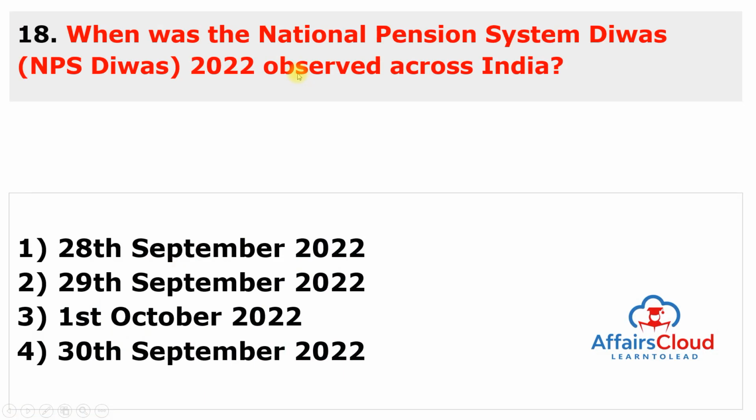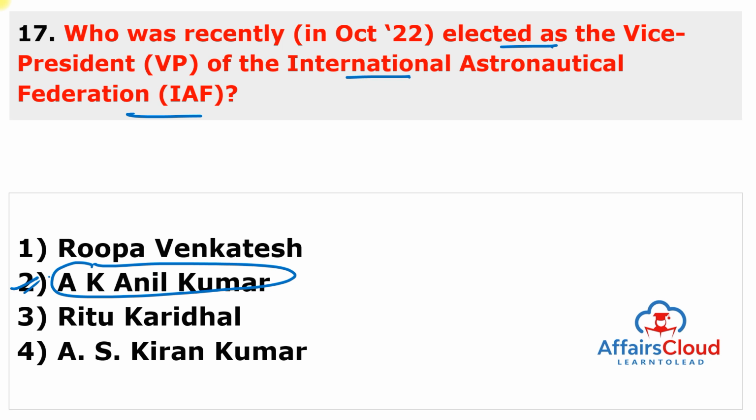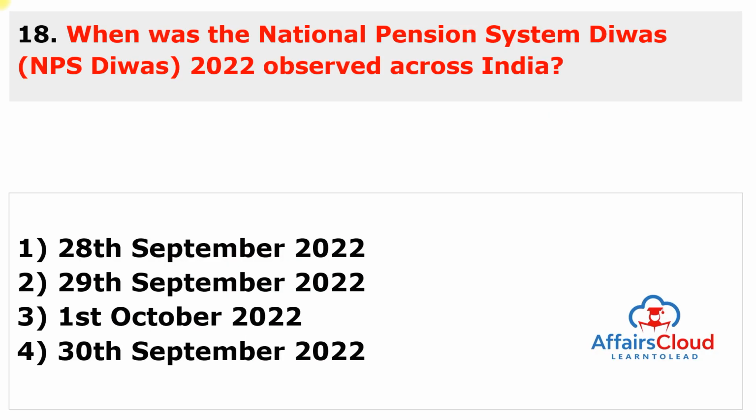He is one of the 12 vice presidents. Remember, he is one of the 12 vice presidents elected by International Astronautical Federation. And Saudi Arabia's aerospace engineer named Mishaal is also one of the 12 vice presidents. She was elected along with Anil Kumar and became the first Saudi woman to hold the leadership position in the federation. But the important name, one of the vice presidents of International Astronautical Federation from India is A.K. Anil Kumar. When was the National Pension System Divas or Day 2022 observed across India?